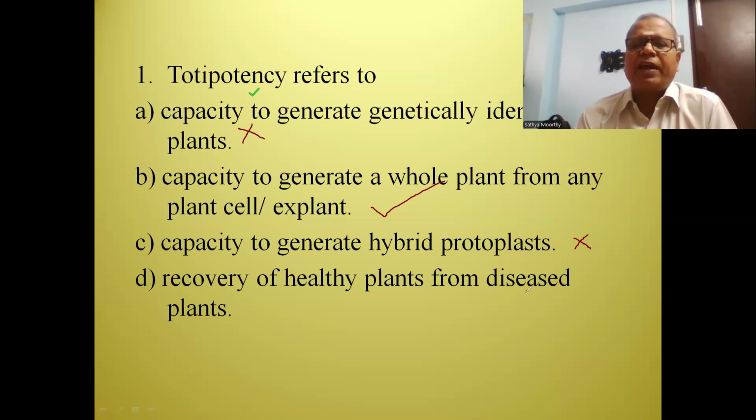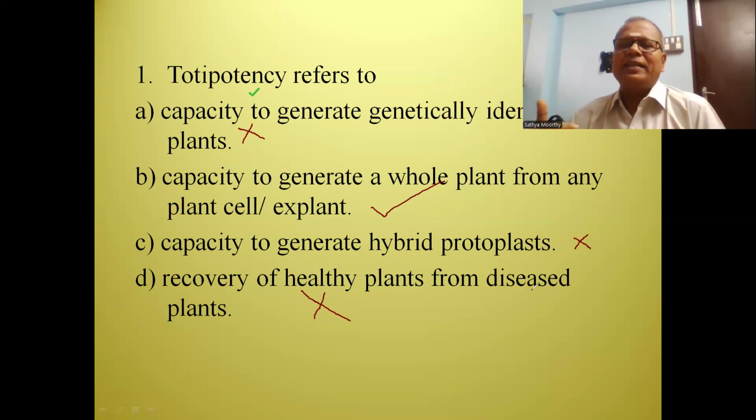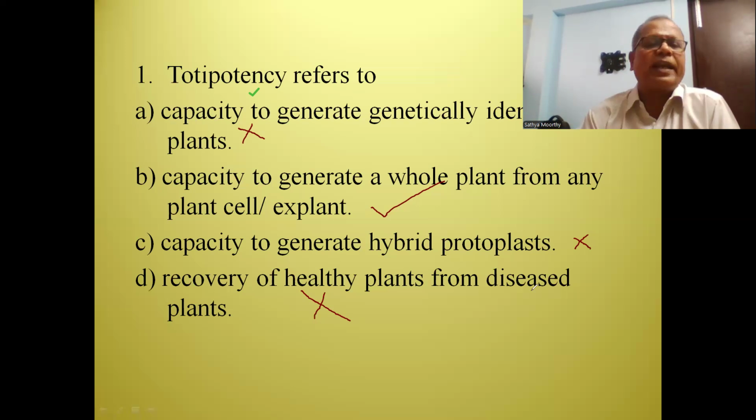Then, recovery of healthy plants from diseased plants. Recovery of healthy plants from a diseased plant means that after applying chemicals or biopesticides, we get a healthy plant from the diseased plant. This is not correct. So the correct option is option B.